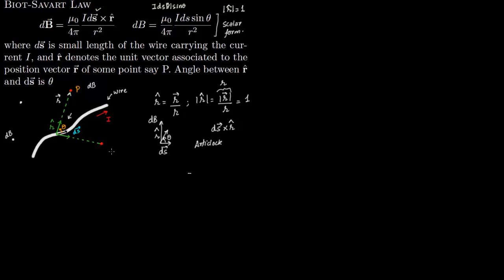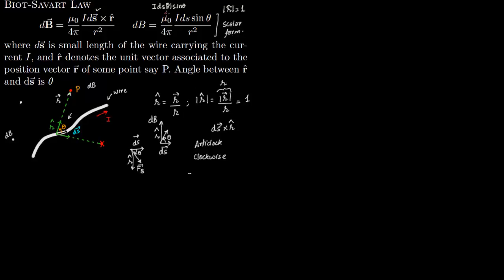Suppose you have another point here. In that case you would have ds vector like this and your r hat would be like this. So this would be angle theta. Now because the cross product is from ds vector to r vector, you're going in the clockwise direction. Since you're going clockwise, the field you get is in the downward direction. So you put a cross here because you're talking about the field into the screen.